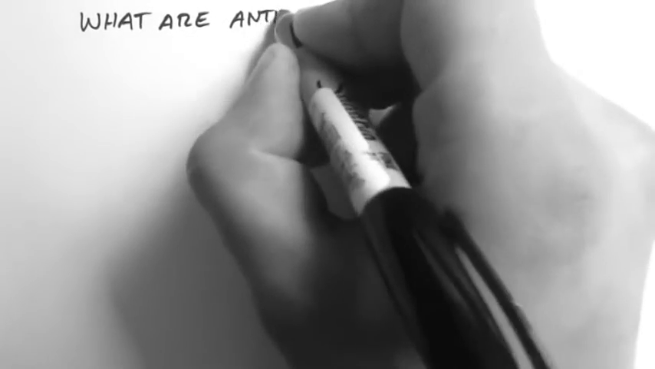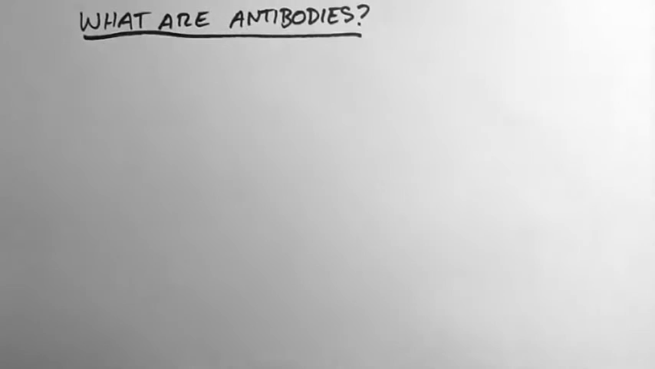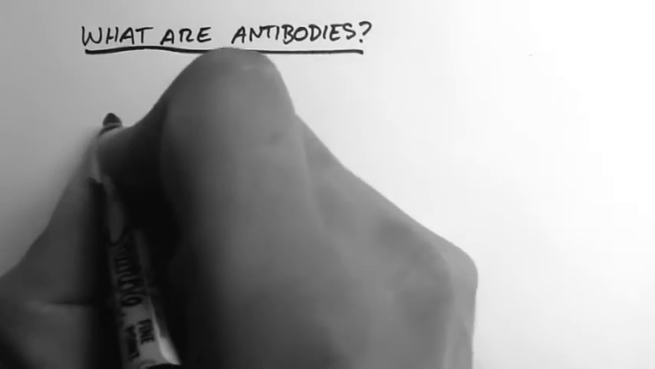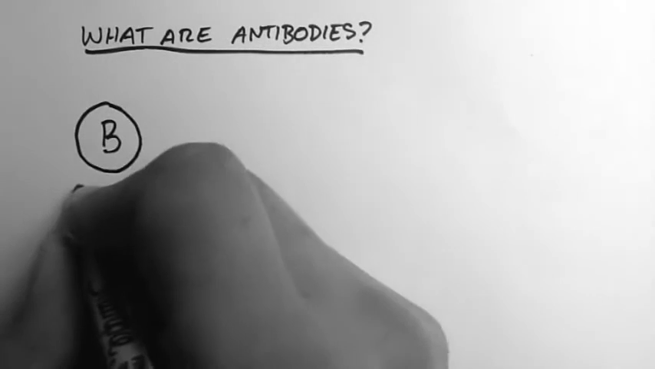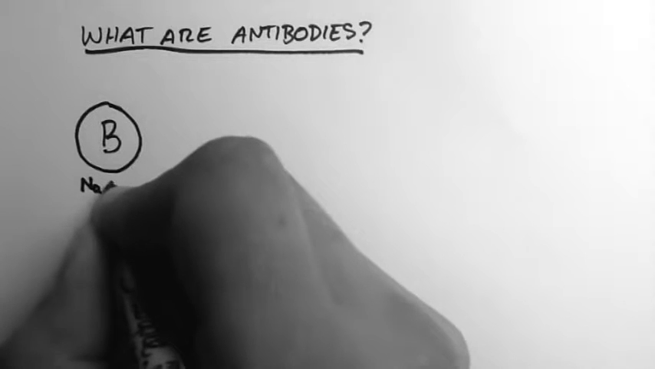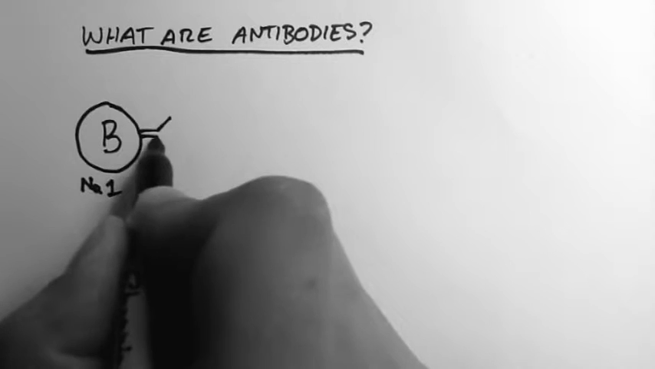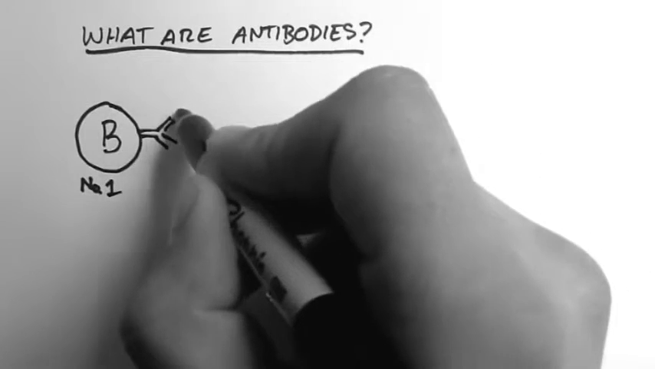In this video, I'm going to answer the question, what are antibodies? Antibodies are integral to the adaptive immune system, and they're produced by B cells. So here's our first B cell here. And the antibody is a Y-shaped molecule, or protein, which sits on the surface of the B cell.